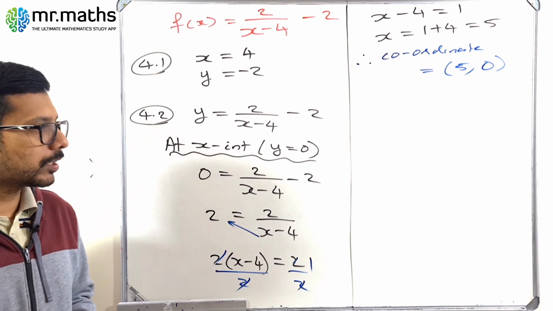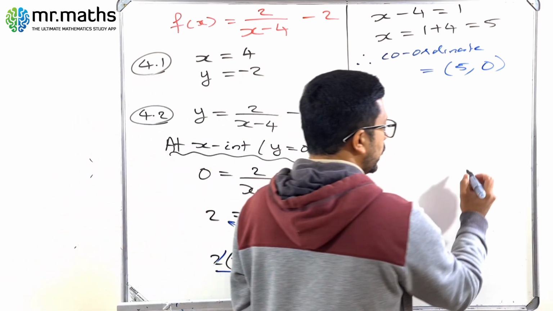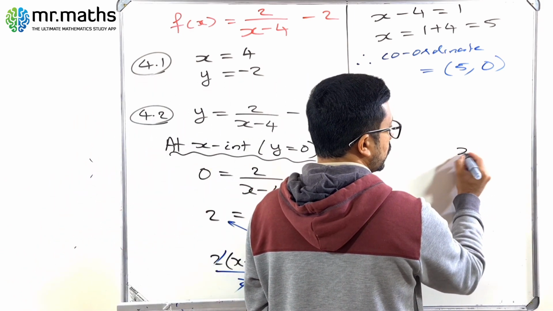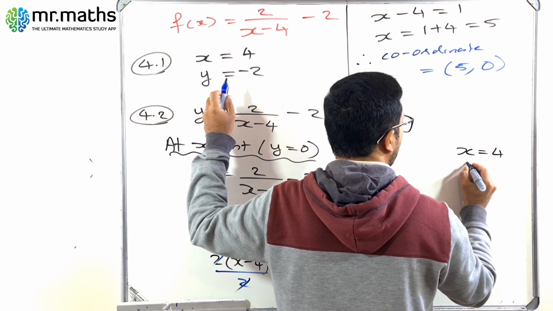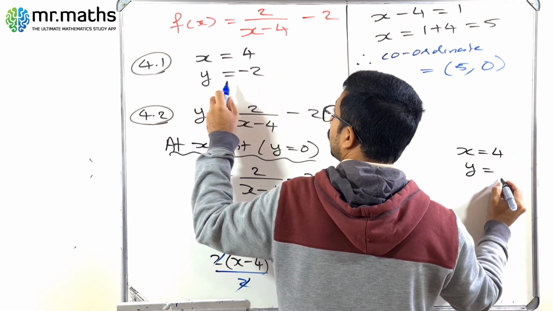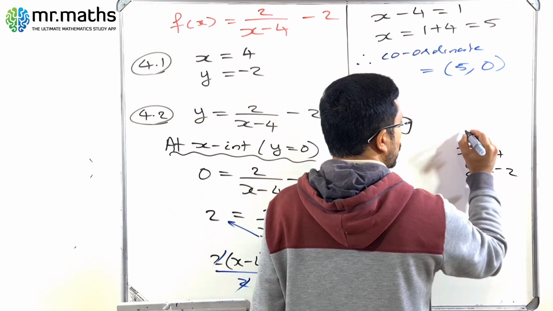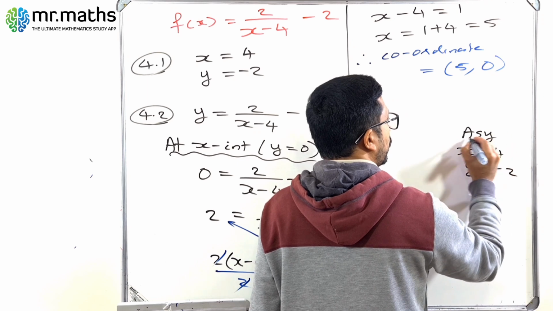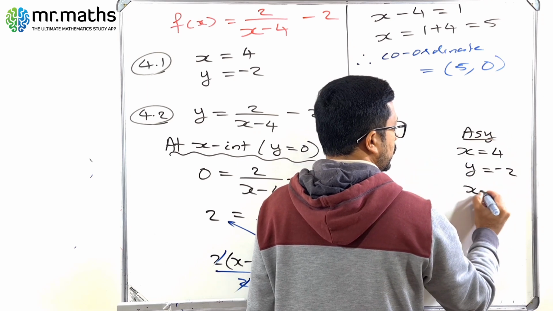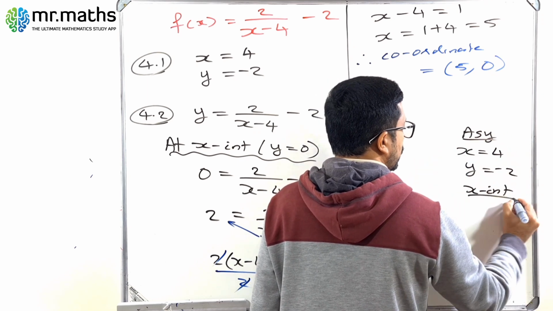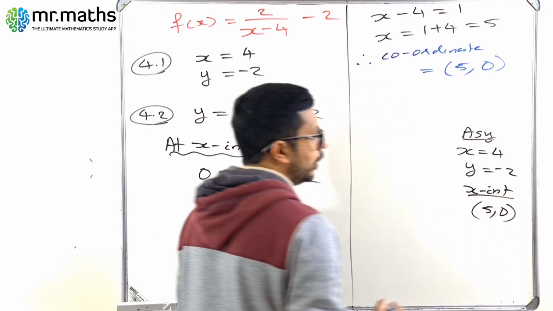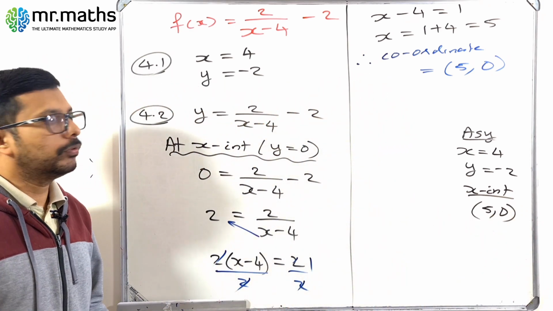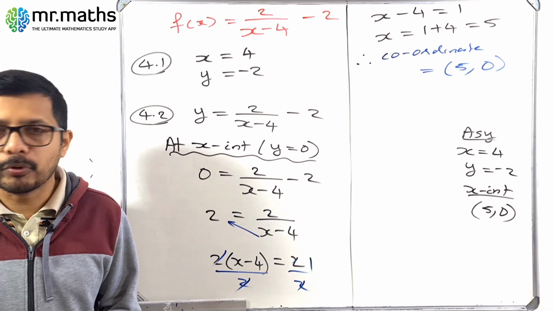So what is the x-intercept? Let me write it here. What are the asymptotes? x is equal to 4 and y is equal to minus 2. This is the asymptote. Okay, and what is the x-intercept? The x-intercept is 5 comma 0. Okay, now let's move to the next question, question number 4.3.